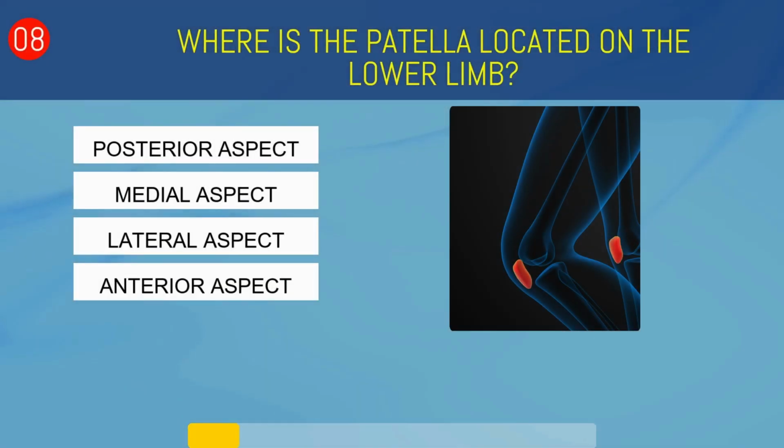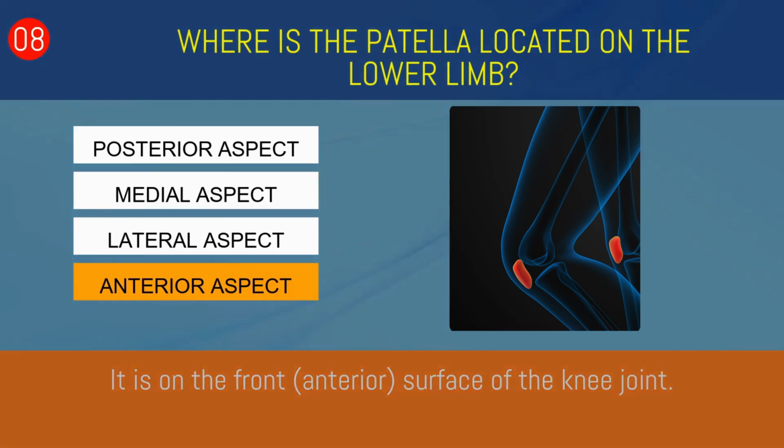Where is the patella located on the lower limb? Posterior aspect, medial aspect, lateral aspect, or anterior aspect? Anterior aspect. It is on the front surface of the knee joint.